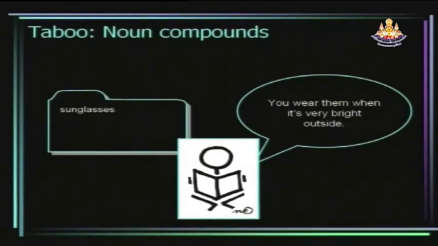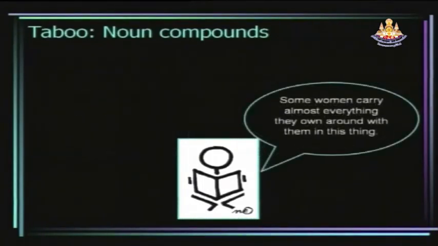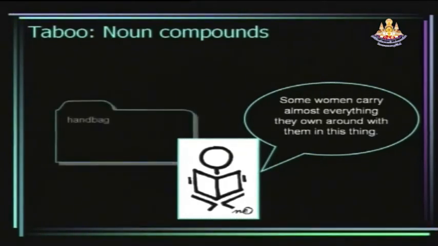Here's another one. Let's see. Some women carry almost everything they own in this thing. Handbag. Very good. You're getting better. You can buy aspirin and toothpaste at this place. Okay, drugstore. Drugstore. Very good. Okay, so that's a game called Taboo. And you can teach your students the noun compounds and the stress patterns.